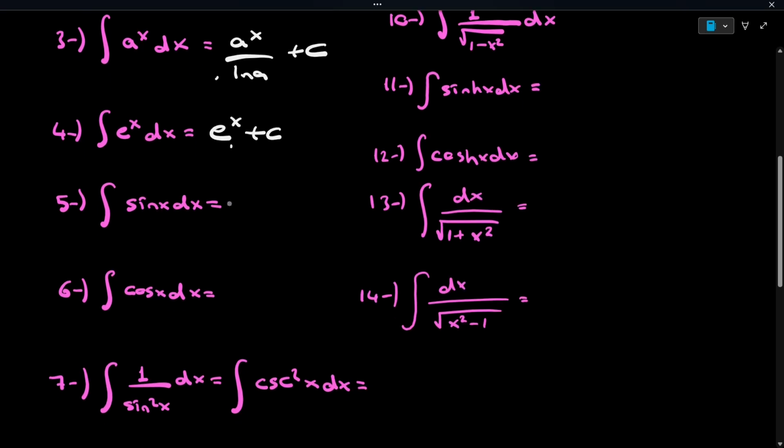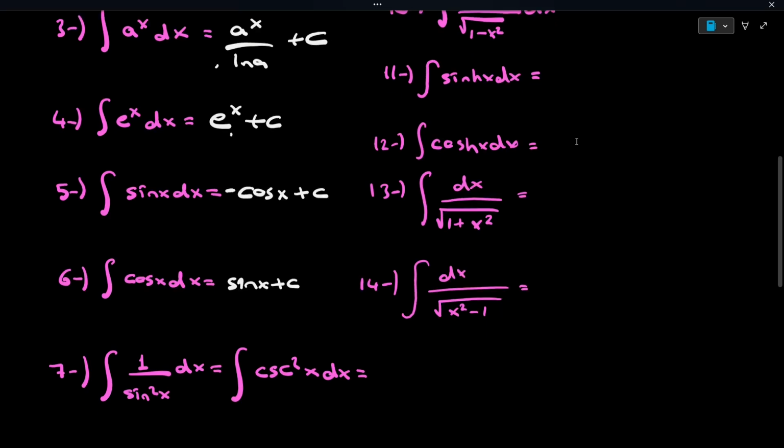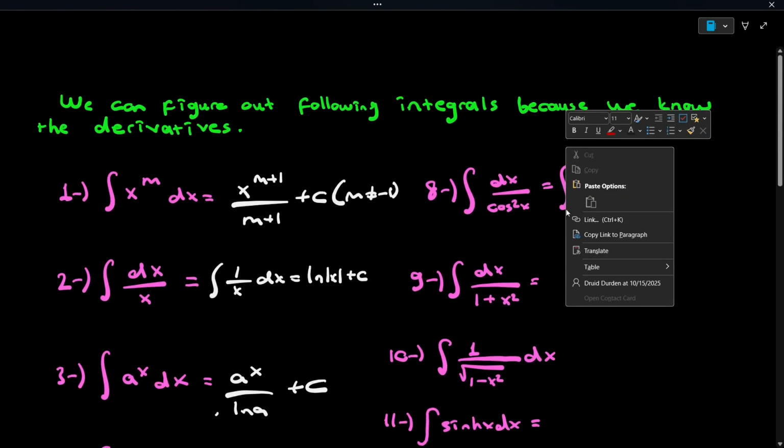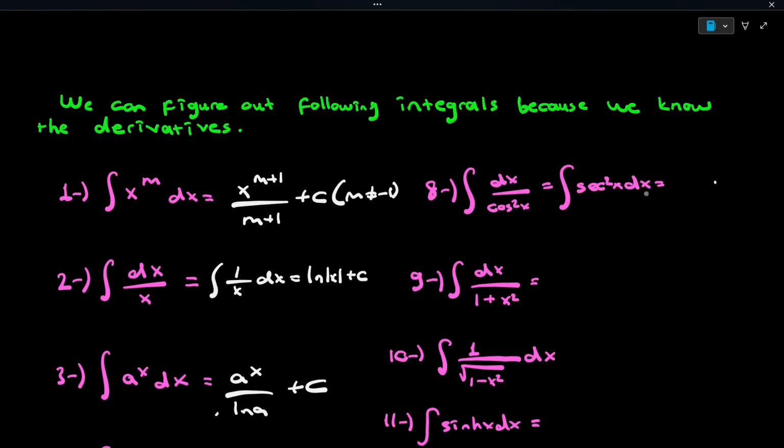Sine of x dx. If I try to say it is equal to cosine of x plus c, differentiating cosine of x would give me negative sine x, so I need to add a minus sign here. For cosine of x, it is sine x plus c. For cosecant squared x dx, I have negative cot x plus c. Let's continue. Secant squared x is clearly tan x plus c.